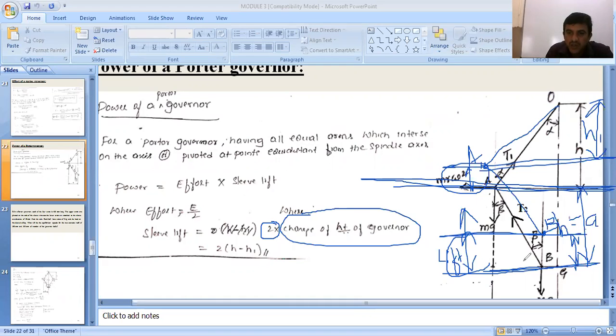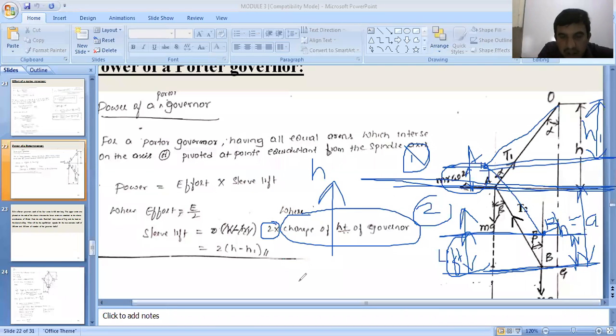At the same time, at the bottom also the movement of the sleeve is there. The lever also moves upward. That height I also consider. This is one side, this is the other side. So you multiply by 2 here: two times the change of height of the governor. Now remember this formula. Power is equal to effort into sleeve lift. Effort is nothing but E by 2. Sleeve lift means twice the change of height of governor. Height of governor we already determined, right?